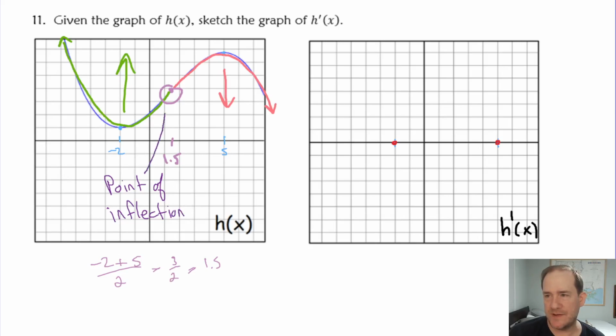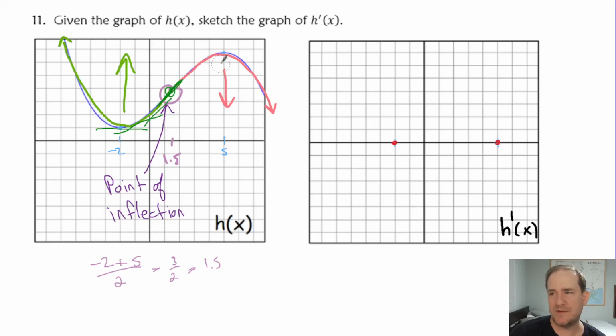And the interesting thing about that point is that it represents the maximum or minimum of a derivative. So if you look at the tangent lines on either side of this point of inflection, over here we were flat, horizontal. That's a derivative of 0. Then we got a little steeper and a little steeper, but right at the point of inflection, that's when we were at our very steepest.